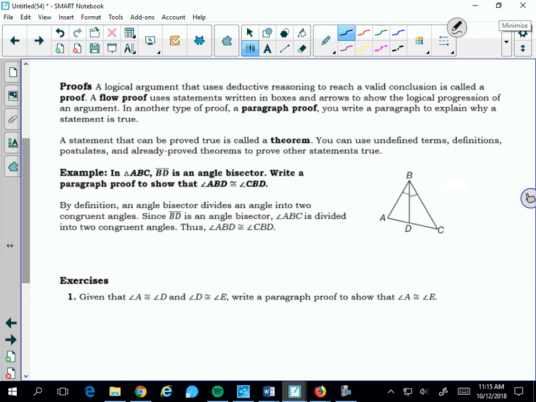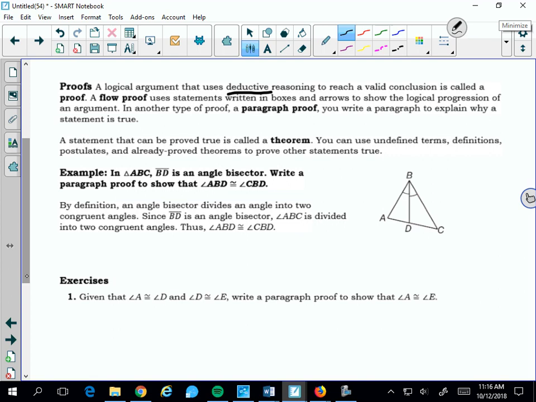Okay, the next thing we've got, and I'm going to try to go through these a little quickly so that the video isn't too long, is they're actually defining a proof for us. Now there's a couple different kinds of proof, and we've seen these words, I believe, on a couple of the things that we've done, but we actually haven't followed through with them. So, again, a logical argument that uses deductive reasoning to reach a valid conclusion is called a proof. A flow proof uses statements written in boxes and arrows to show the logical progression of an argument. We're not really going to do too much of those. Another type of proof is a paragraph proof, where you write a paragraph to explain why a statement is true.